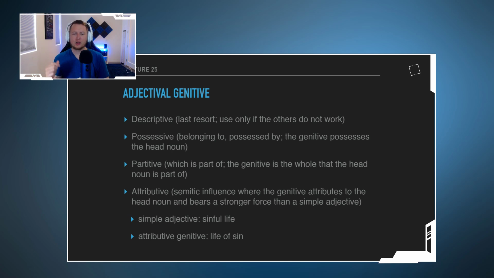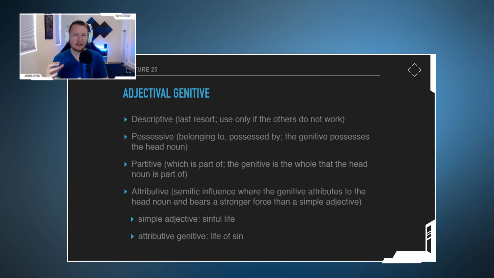There's the partitive, translated, which is part of. The genitive is the whole that the head noun is part of. So in the partitive genitive, think of it like the genitive is a circle. The head noun is in that circle, right? The attributive, this is a Semitic influence, where the genitive attributes to the head noun and bears a stronger force than a simple adjective, okay?